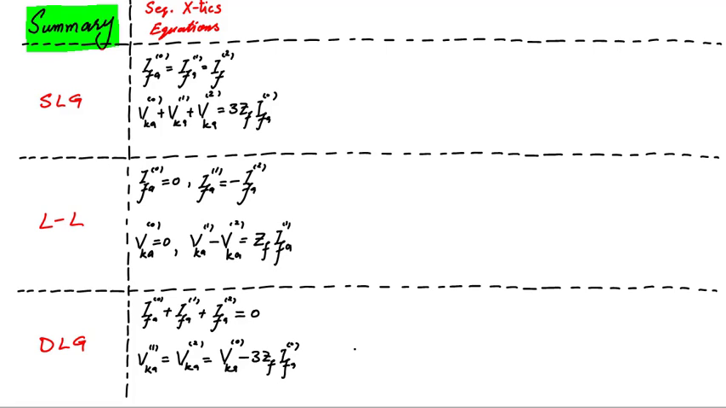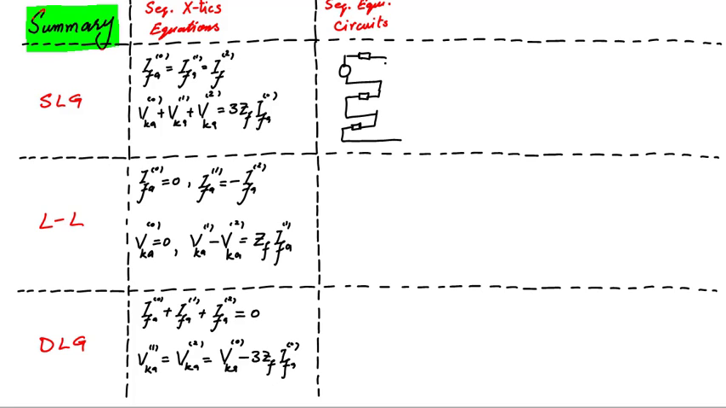Now we draw the sequence equivalent circuits for these three faults. For single line to ground fault, three sequence circuits are connected in series to make an equivalent circuit for single line to ground fault. In this available space I can only draw the shape of that circuit. I cannot further mention anything on that circuit. You can consult the previous lecture for the equivalent circuit for single line to ground fault.